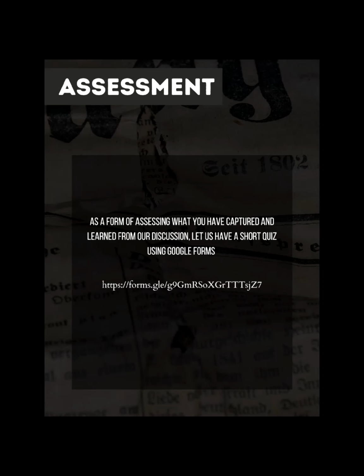As a form of assessing what you have captured and learned from our discussion, let us have a short quiz using Google Forms.